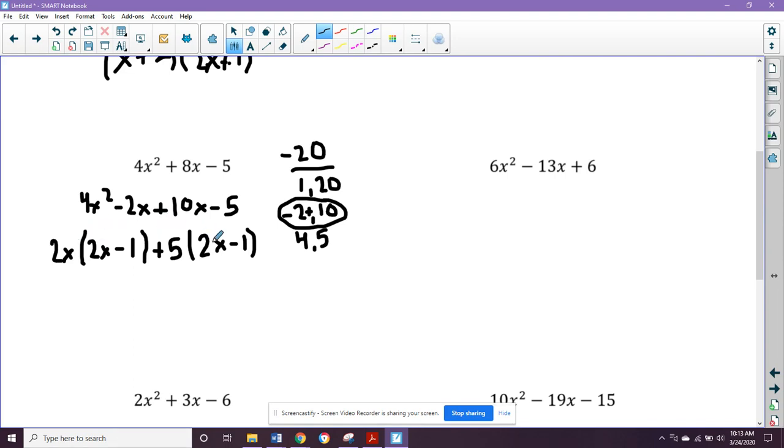So look at your two binomials inside your parentheses. Are they the same? Which they are. You factored correctly. So rewrite the outside. 2x plus 5, and then 2x minus 1.